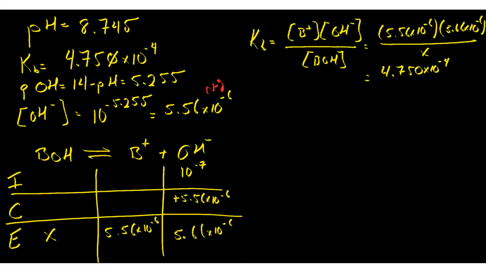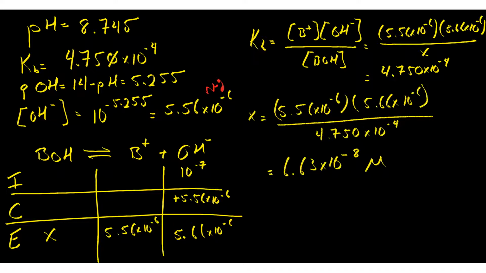Kb is equal to B plus times OH minus divided by BOH, which is 5.56 times 10 to the negative 6th times 5.66 times 10 to the negative 6th divided by X, is equal to 4.750 times 10 to the negative 4th. And we solve for X. X is equal to 5.56 times 10 to the negative 6 times 5.66 times 10 to the negative 6 divided by 4.75 times 10 to the negative 4th, which is 6.63 times 10 to the negative 8th molar.